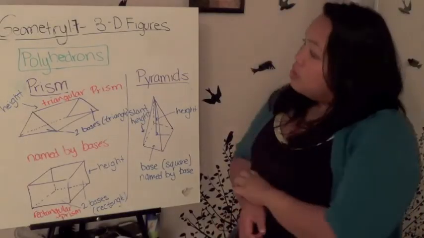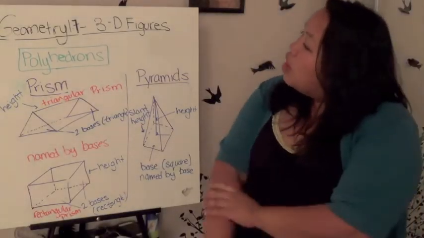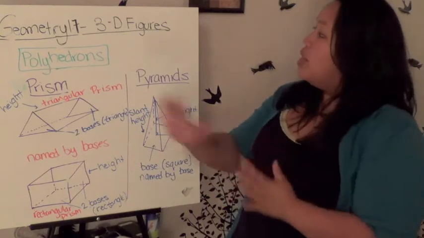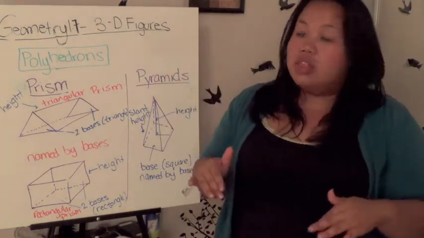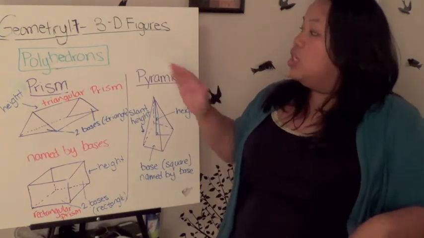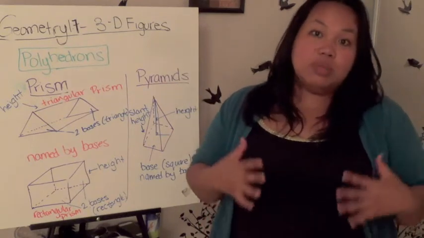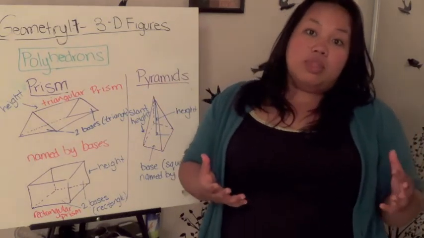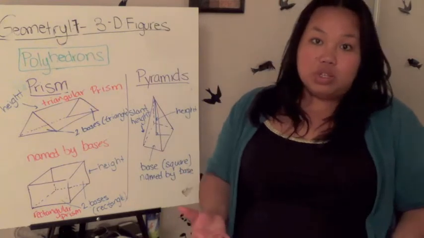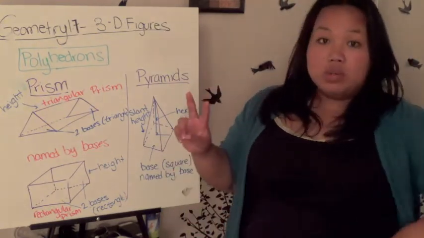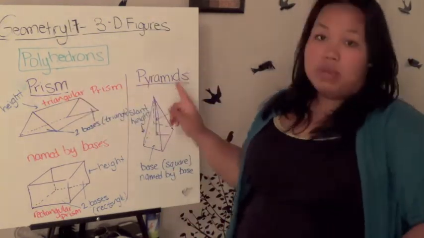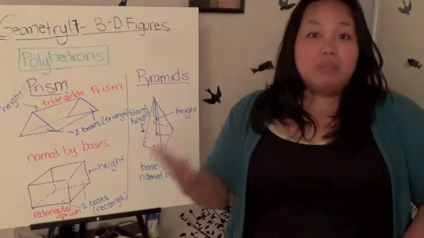So the last chapter of geometry, section 1.7, deals with three-dimensional figures. And in the section, it talks about polyhedrons, which is basically figures that you see from last section, but they're three-dimensional. So there's two basic ones we're dealing with: prisms and pyramids. And the main difference is how many bases they have.